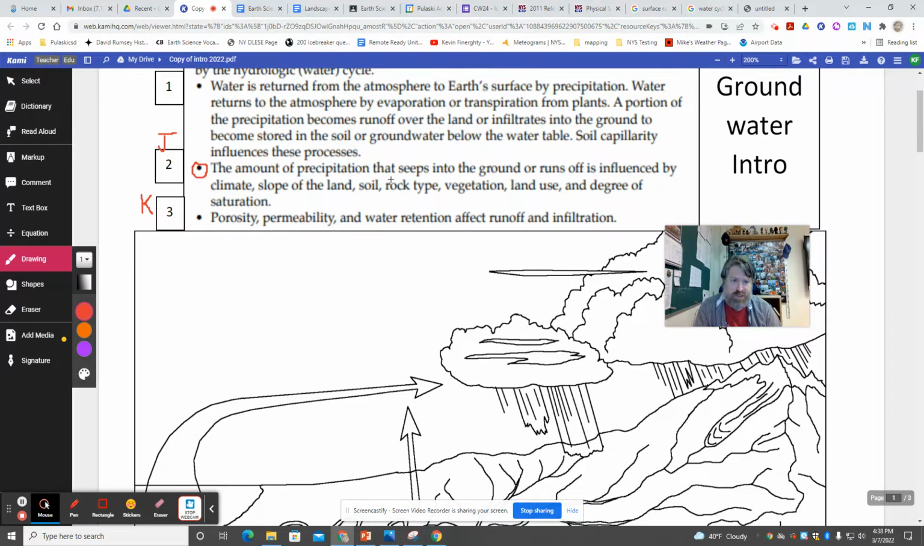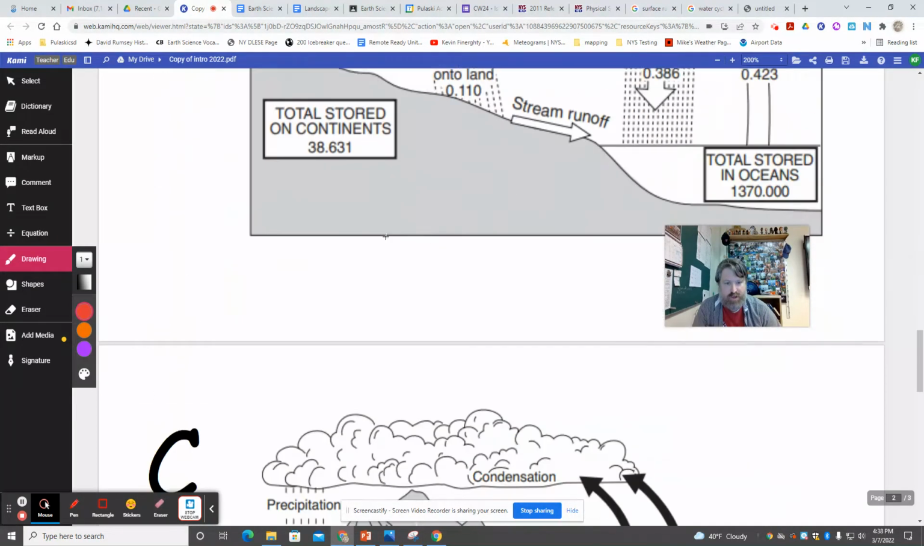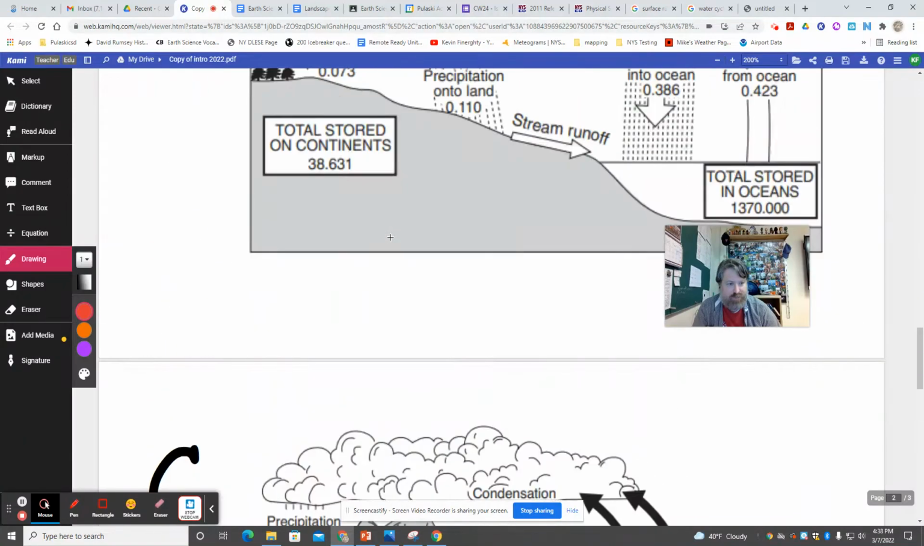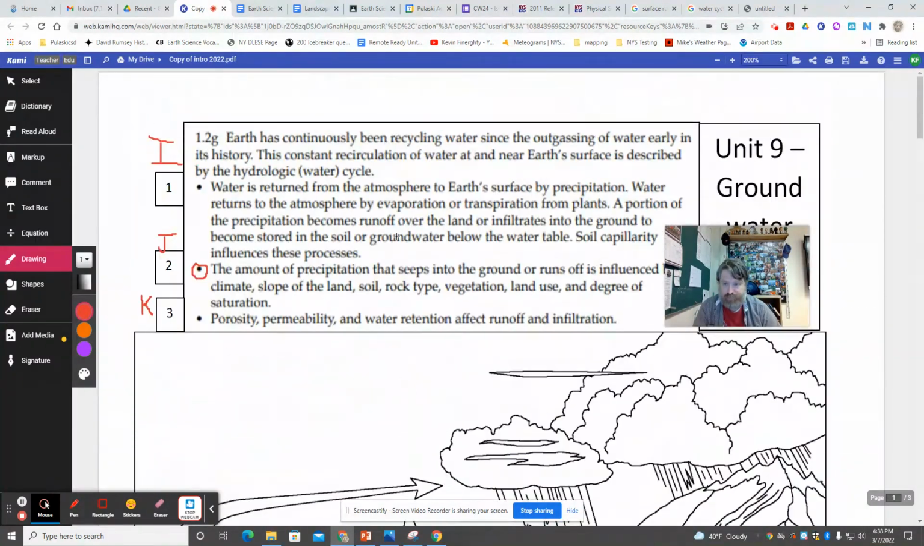The amount of precipitation that seeps into the ground or runs off is influenced by a lot of stuff. And so this is where it gets a little bit heavy. What is your climate? What's the slope? What is soil, rock type, vegetation, land use, and degree of saturation? And then how do those things that we'll uncover in the lab also affect it? So that's where we're going. And here's what Regents questions tend to look like. I'm going to have you do something with those towards the end of this little lesson.